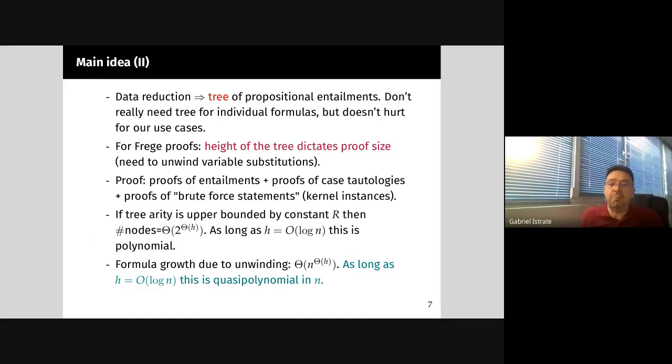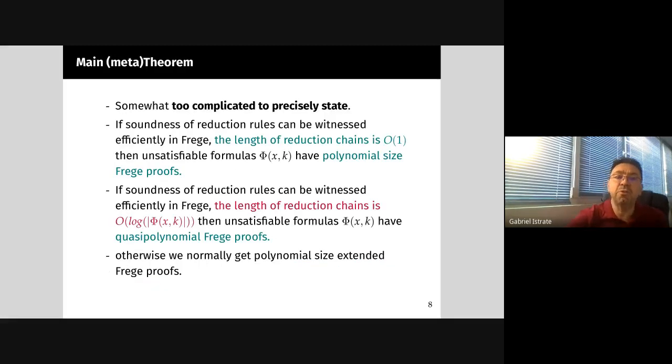And if the tree arity is upper bounded by a constant and the number of nodes is exponential in the height, and as long as the height is logarithmic, this is polynomial. And this is something pretty standard that has been done also in other proofs in proof complexity. If you unwind the substitutions implicit in a reduction step, basically you're still okay. You're going to get a quasi-polynomial proof as long as the height of the tree is logarithmic. Okay, so this is it.